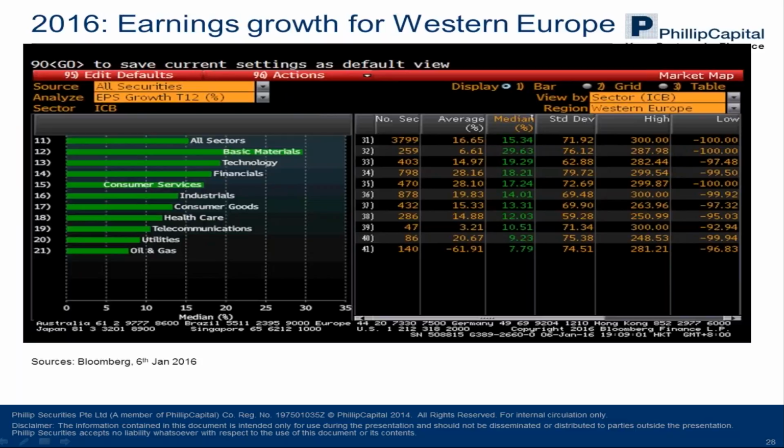So for 2016, looking at the earnings growth in Western Europe, we can see that because of the low interest rate and weak euro environment, the top performers are the basic material and the financial sector, and also the industrial sector.